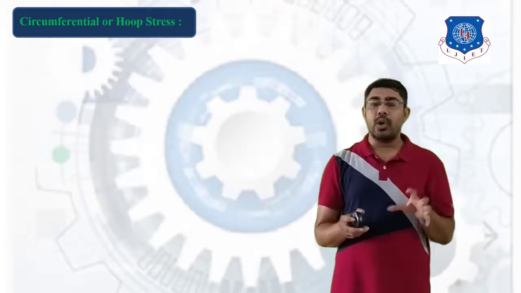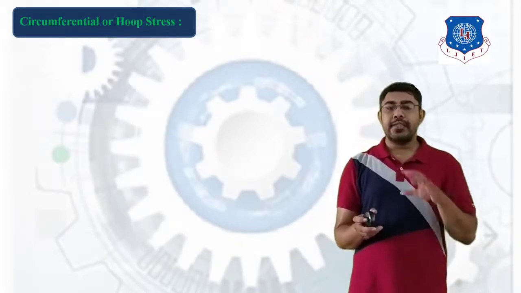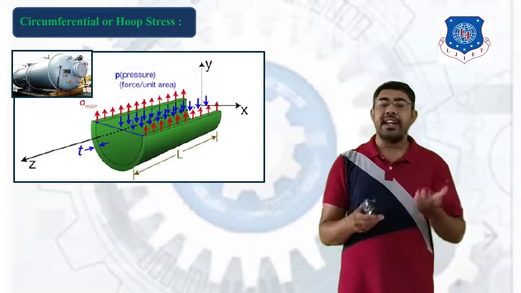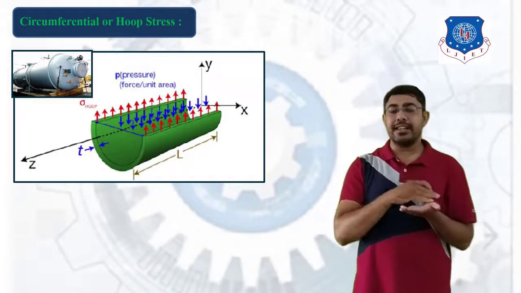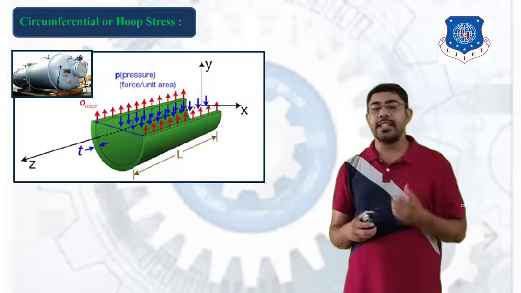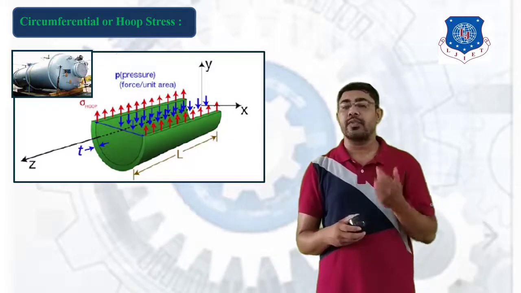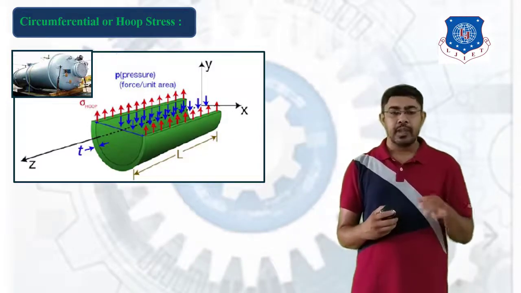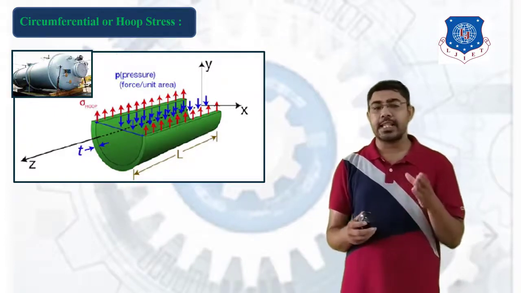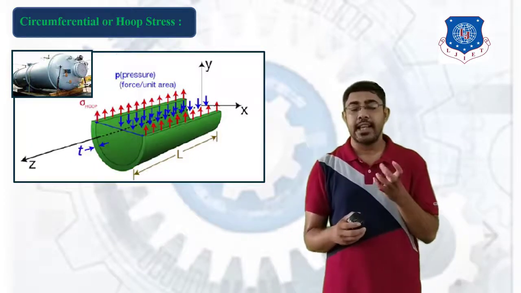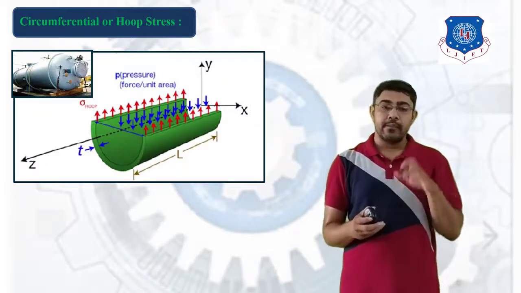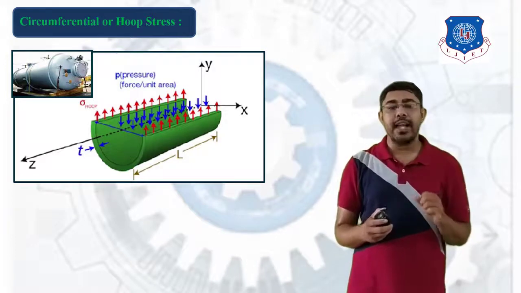Now, circumferential or hoop stress. As we saw in the previous slide, the hoop stress is considered when the cylindrical shell or pressure vessel fails along the longitudinal direction. You can see the cross section of the cylindrical pressure vessel. The thickness of this cylinder is small t, the length of this cylinder is L, and the pressure applied inside the cylinder is shown by the blue line.